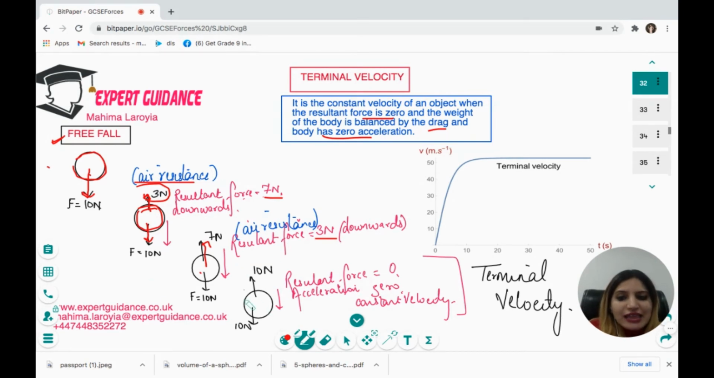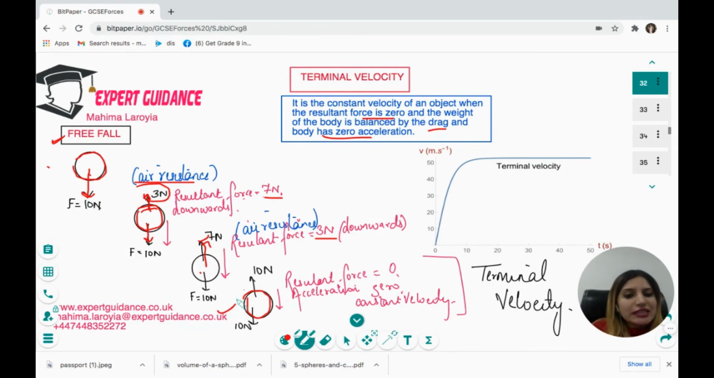But after that, there will come a point where the air resistance is also 10 newtons and that will balance the weight. So the resultant force acting on the body is 0. And when the resultant force is 0, the body has no acceleration. Acceleration is 0.